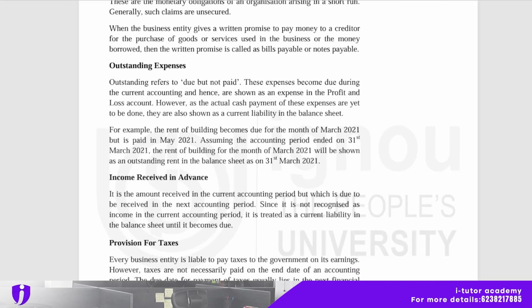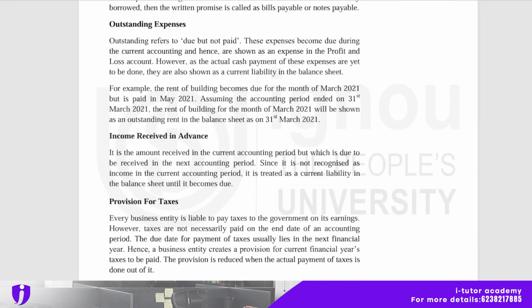And outstanding expenses. Outstanding refers to due but not paid. These expenses become due during the current accounting period and hence are shown as an expense in the profit and loss account. However, as the actual cash payment of these expenses is yet to be done, they are also shown as a current liability in the balance sheet.